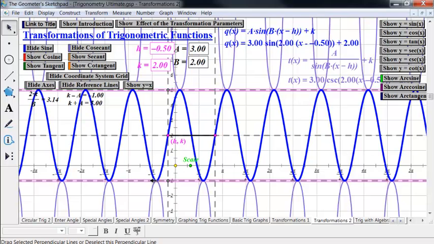Alright, well, then what you do is you find the distance between two corresponding points, let's say between these two minima, or these two maxima, or any two such points that are corresponding. Find that distance, and that's the period. And remember that 2 pi divided by that period will be what b is. Since that's a distance of pi, 2 pi divided by pi is 2, so b is 2.